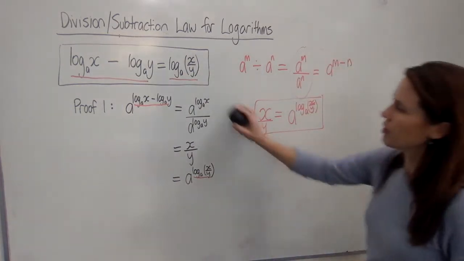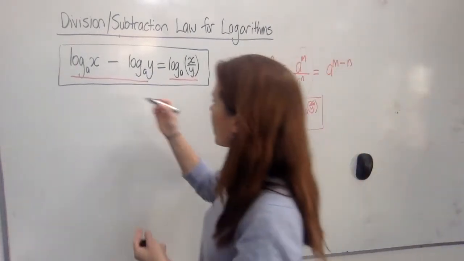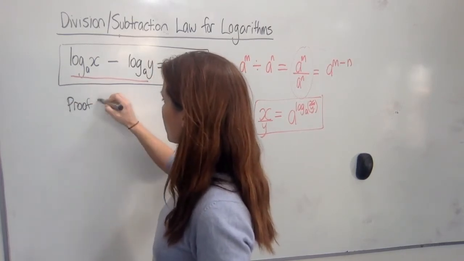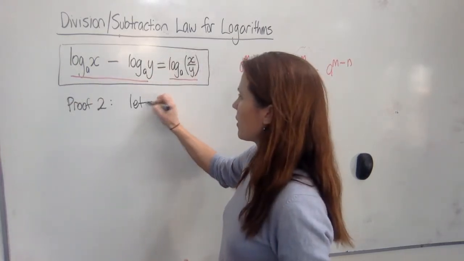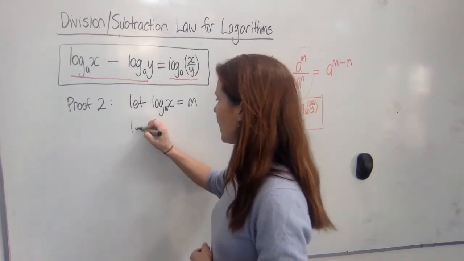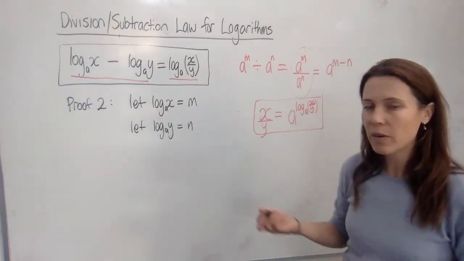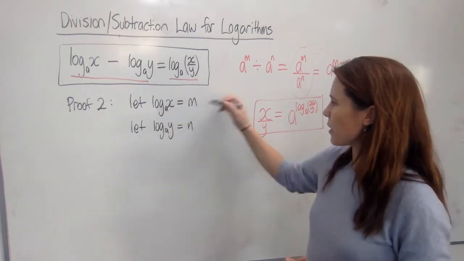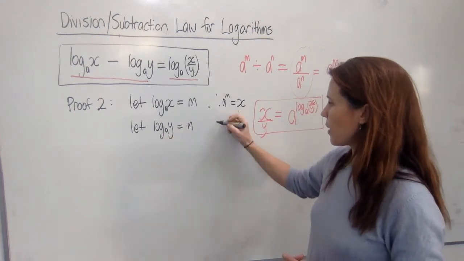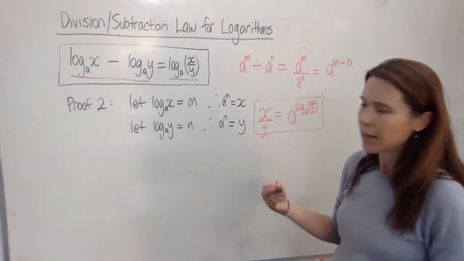Now we can also do it another way, similar to how we did it with the multiplication and addition law. So we can actually just break it down and say, let's let that first expression there equal, say, m. And let's let that second one there equal n. Now we can rewrite both of those and say a to the power of m equals x. And over here, a to the power of n equals y. Okay, how does that help?